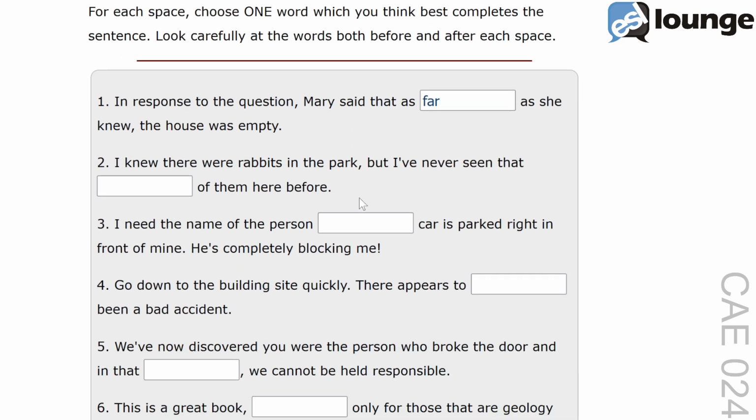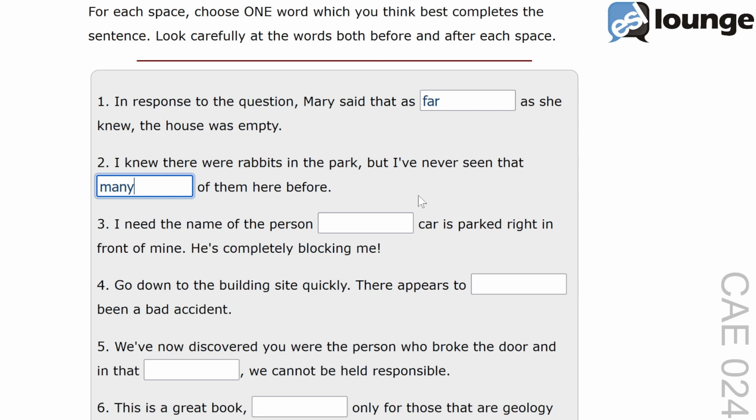Moving on to number 2. I knew there were rabbits in the park, but I've never seen that blank of them here before. The correct answer is many. The phrase that many is used to emphasize a large quantity. For example, I've never seen that many people in one place before. This collocation highlights the surprising number of rabbits seen.